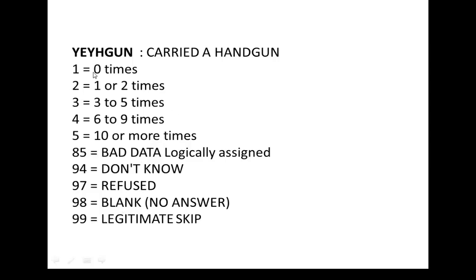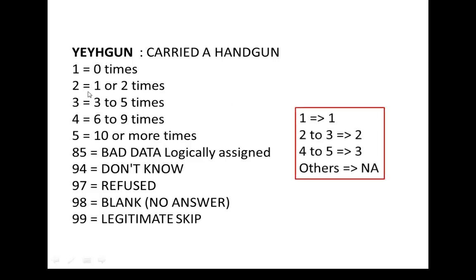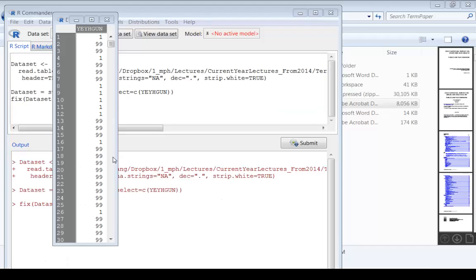I'd like the value 1 to be coded to 1, stays the same, and values 2 to 3 coded to 2, and 4 to 5 recoded as 3, and the rest of them recoded as not applicable. So right now in the data, I have various different values, 1 and 99, 98, and so forth.